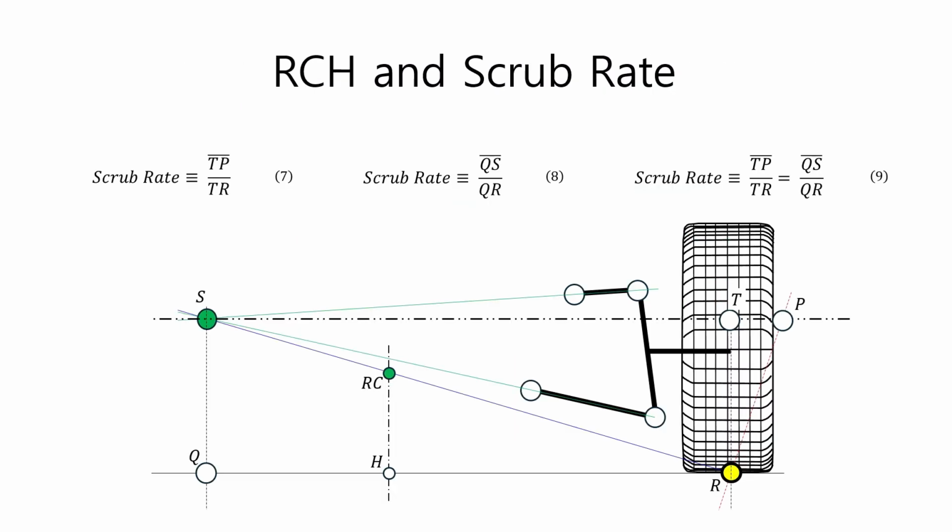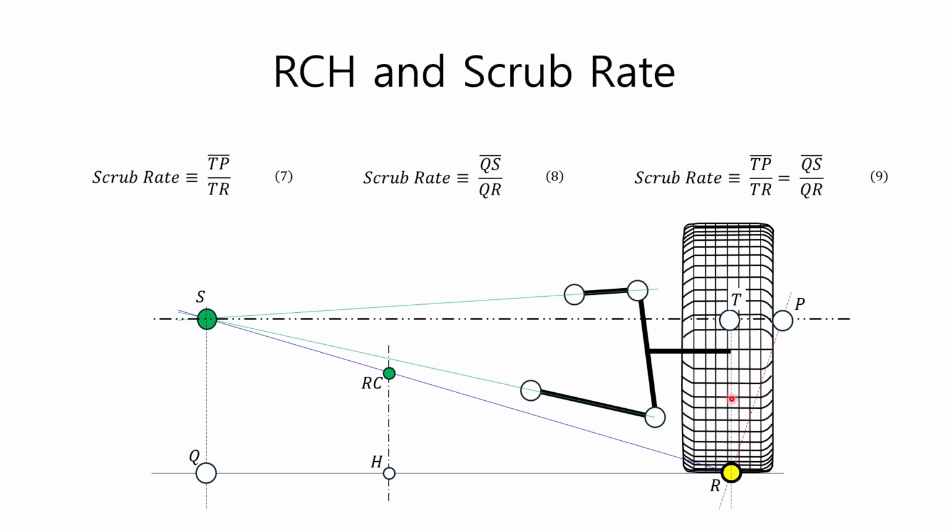Let's look at the relationship between roll center height and scrub rate. During a bump or rebound, the tire and road contact point, R, moves perpendicular to a line connecting points S and R. Centered at point S, scrub rate is defined as the rate of lateral position change of the point R during a bump or rebound.